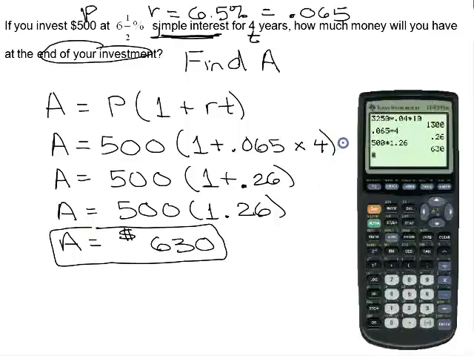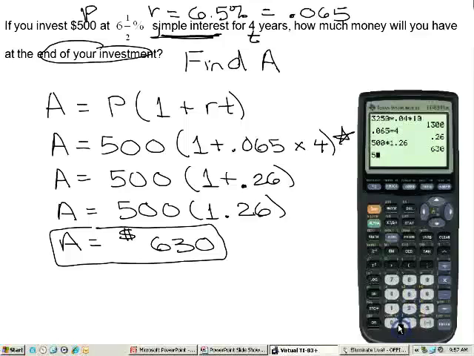Now, one comment, we can actually go right here at this step and type all of that directly into our calculator, and it will go directly to our final answer. So let's do that. 500 times parentheses 1 plus 0.065 times 4, close parentheses, and in one step we get our $630, which is the amount at the end of the investment.